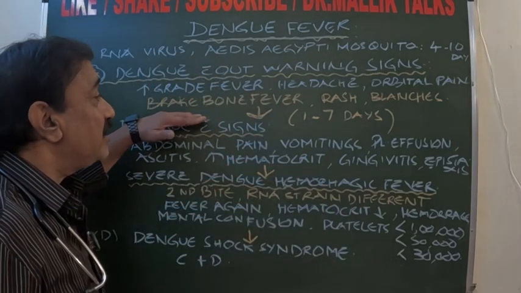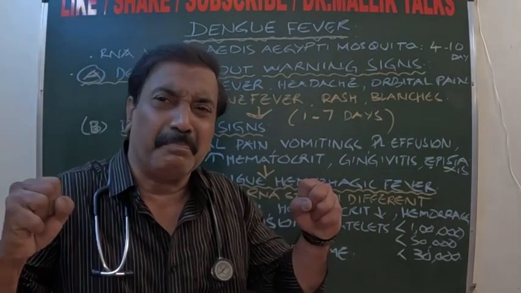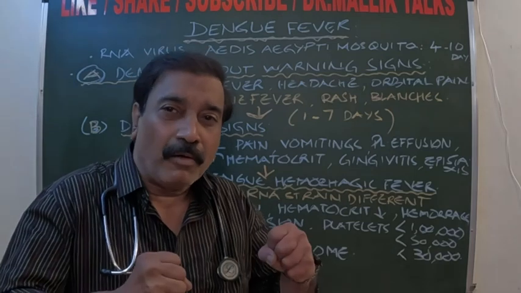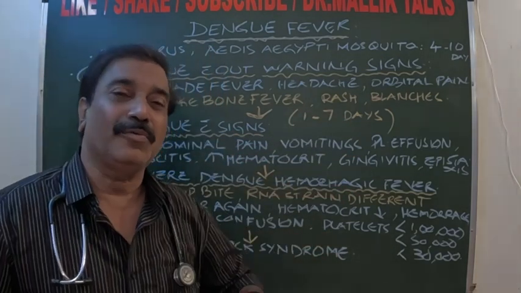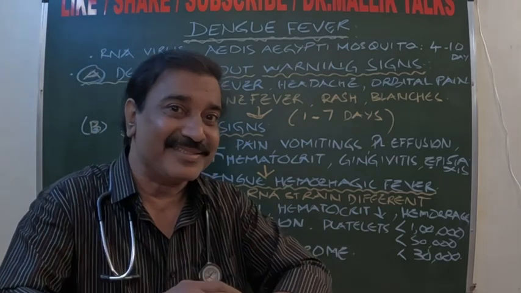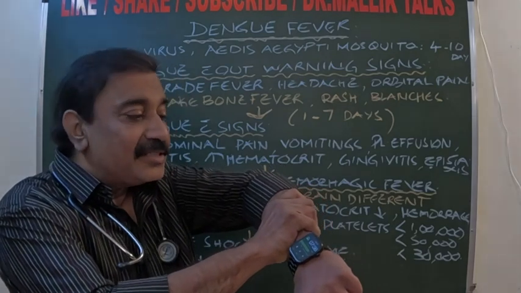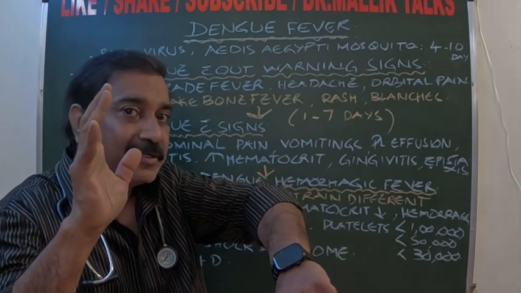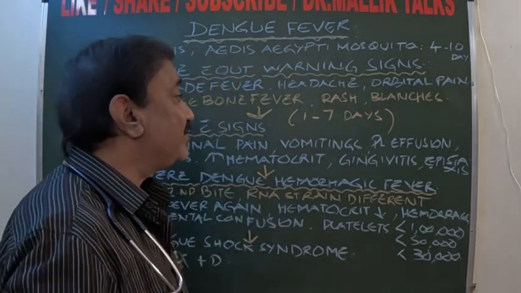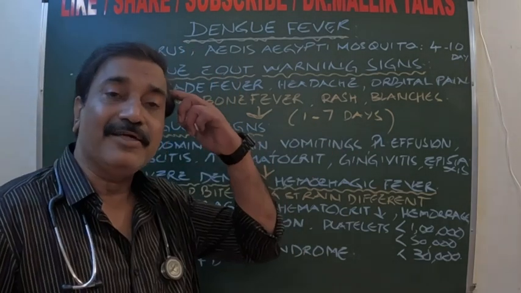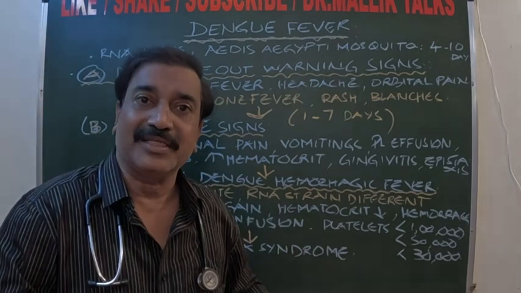And there is something called break bone fever. All the muscles are painful, all the bones are painful, all the joints are painful. This is called break bone fever. And there will be a rash over the body, like the rash you see in measles. There will be red spots, and once you just press them like this, they disappear for a few seconds. That is called blanching. So that rash blanches. This occurs from 1 to 7 days. There will be high grade fever. The patient comes to the doctor in this stage.